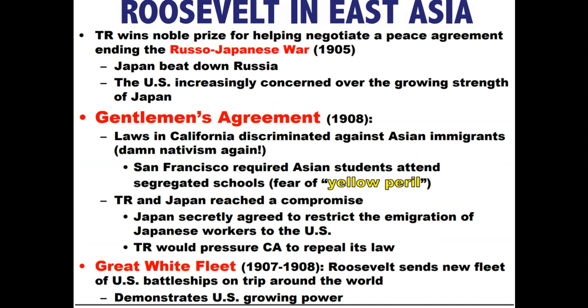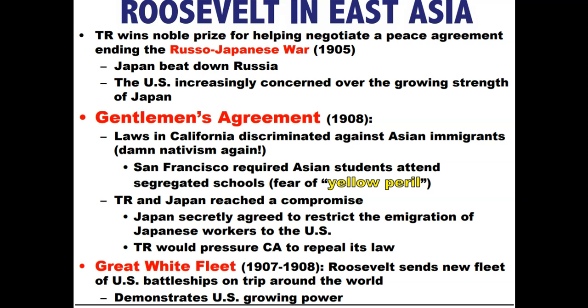Roosevelt in East Asia. TR wins the Nobel Prize for helping negotiate a peace agreement ending the Russo-Japanese War in 1905. So Roosevelt was very active in what was happening around the world. Japan basically beats down Russia. The U.S. increasingly was concerned over the growing strength of Japan.